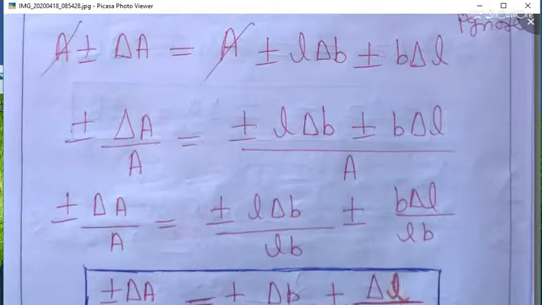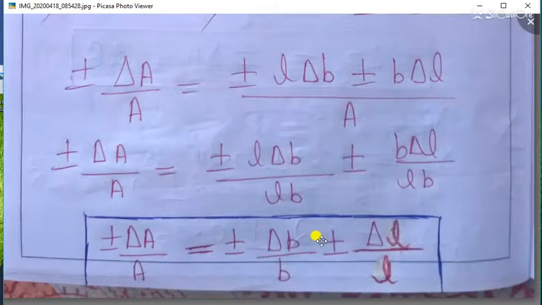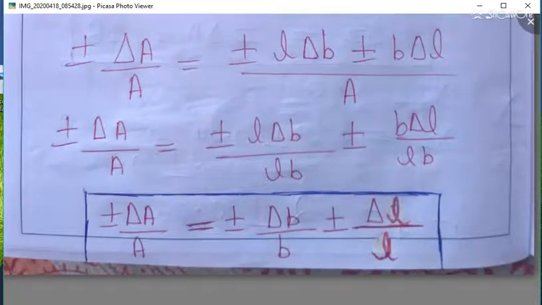So you can see this derivation, this proof part: plus minus delta A by A is equal to plus minus delta B by B plus minus delta L by L. I hope this is clear. Binomial expansion is not used here. I will tell you where we will use the binomial expansion.